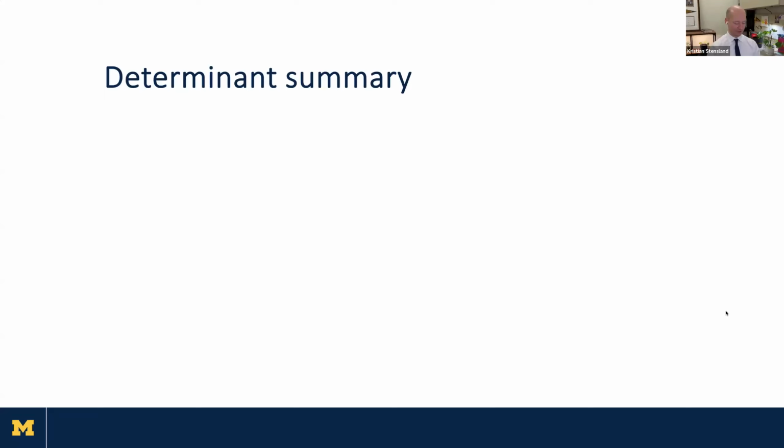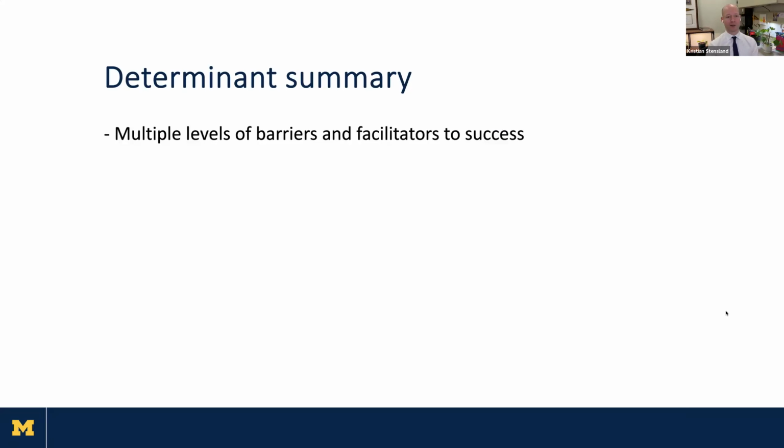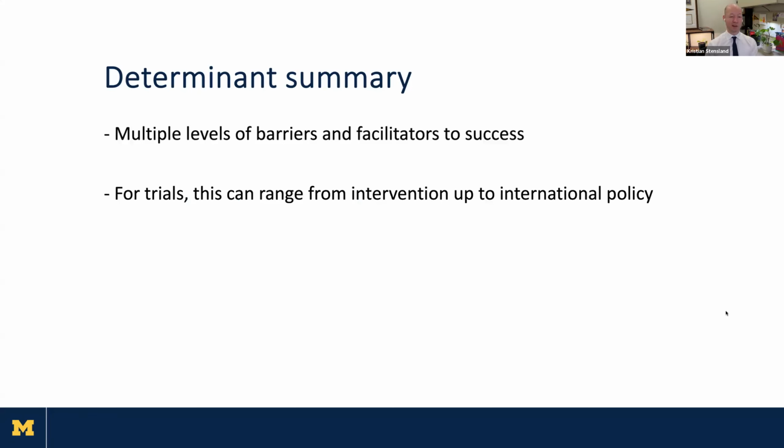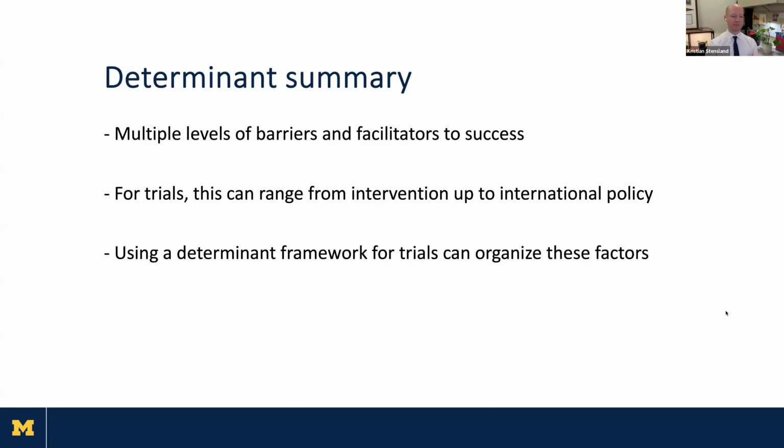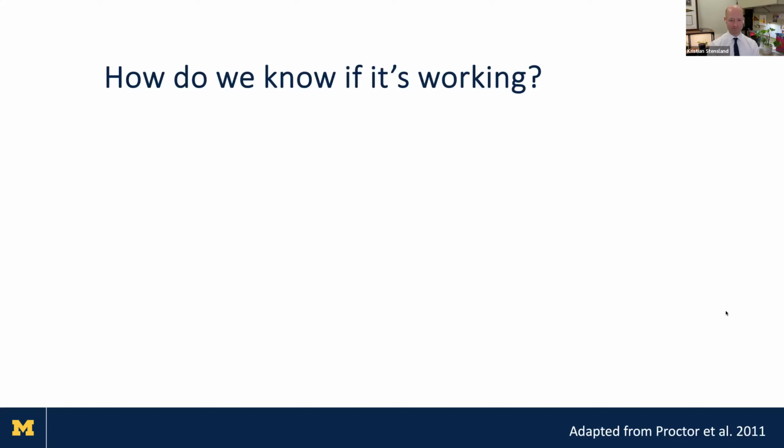So in terms of summary for the determinants we talked about, there are multiple levels of barriers and facilitators to success of clinical trials. For trials, this can range from the intervention level that's being tested in the trial all the way up to international policy, really. And I think one of the big advantages of using a determinant framework is really to organize these factors. It allows, again, for a toolkit or a checklist so that we can make sure we're not missing things and better structure how we can then move on to the next level of measuring how these work.